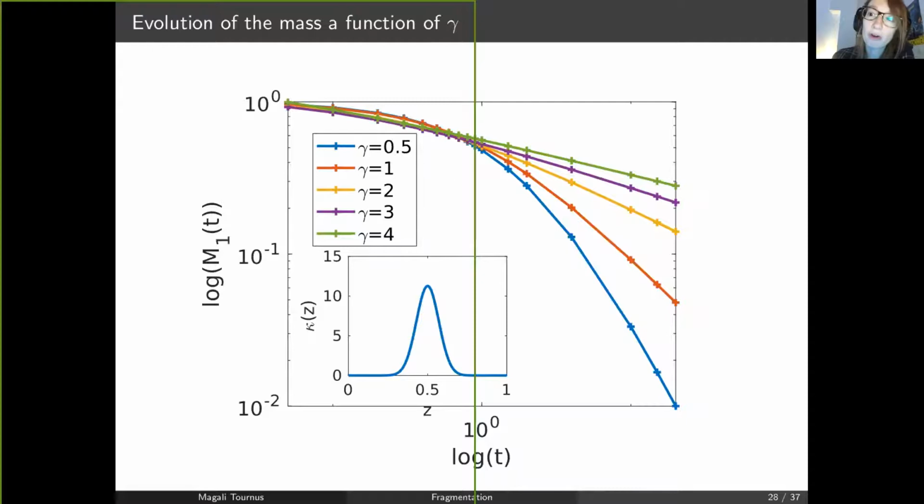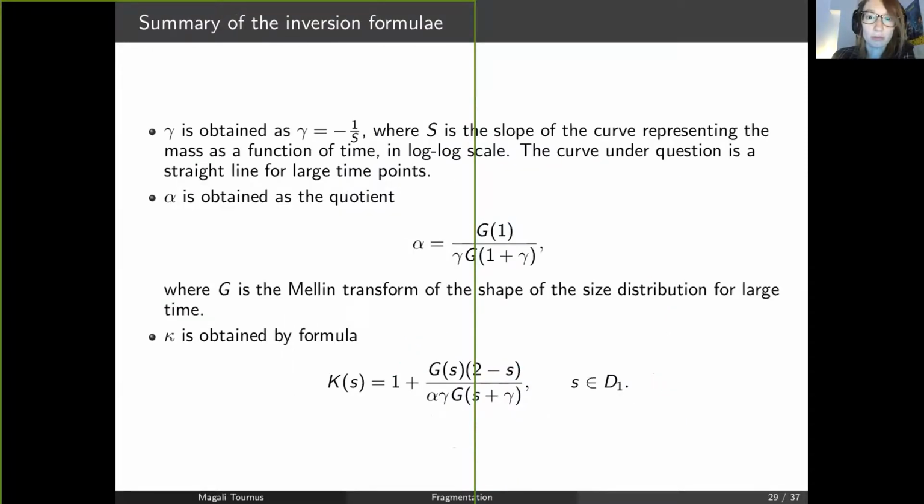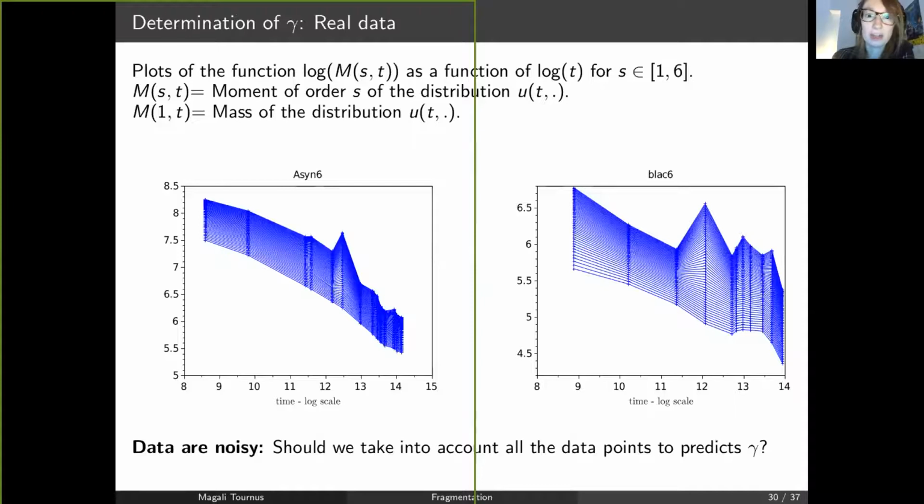So now how do we do it for real data? Real data actually look like that. Why do we have many lines? Because here we do not plot only M1 of t, but M_s of t for several s. If you want to look at M1 of t, I think it's the line below. So for one of them, it seems to be a straight line, but for the others, it's not a straight line. So the question is what protocol will be used to recover gamma.